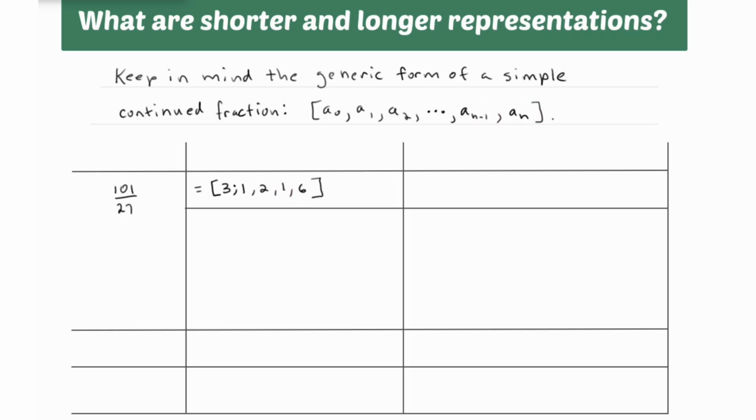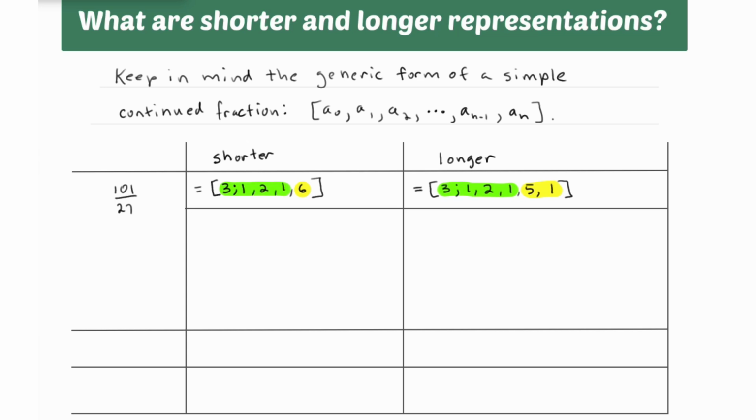There's another way to represent the same number, 101 over 27. Here it is, 3, 1, 2, 1, 5, 1. Both of these simple continued fractions equal 101 over 27. The terms are the same through here, but the last two terms are different. You could probably guess the one to the left is the shorter representation, and the one to the right is the longer representation. Do you believe these two continued fractions represent the same number? Stop the video and see if you can convince yourself that they do.